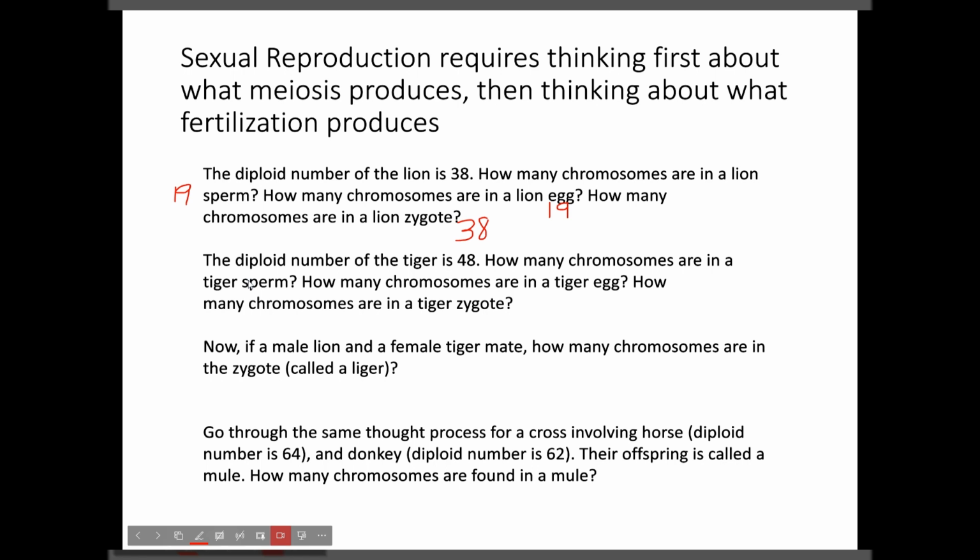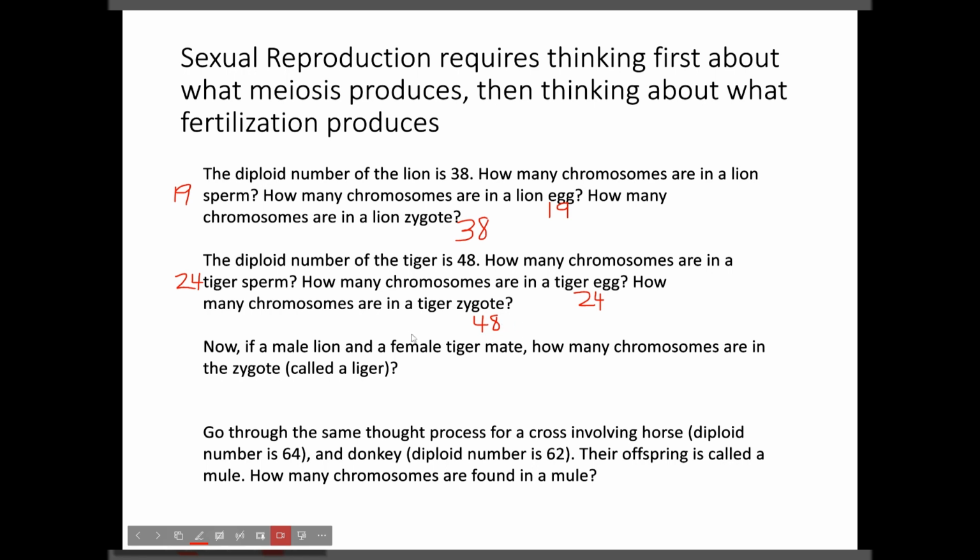Now, the next question. The diploid number of the tiger is 48. How many chromosomes are in a tiger sperm? In that case, one set of chromosomes would be 24. So a tiger sperm has 24 different chromosomes in it. A tiger egg would have 24 chromosomes in it. How many chromosomes would be in a tiger zygote? Well, if a sperm with 24 fuses with an egg with 24, then the new zygote has 48, just like the parents.